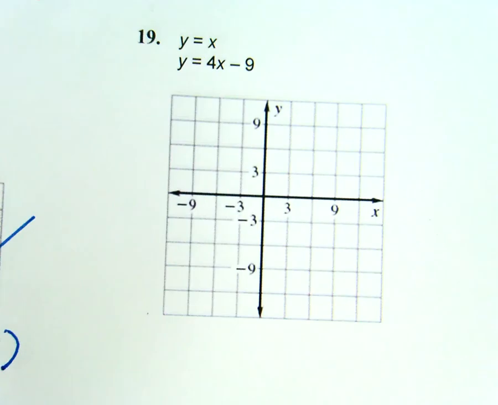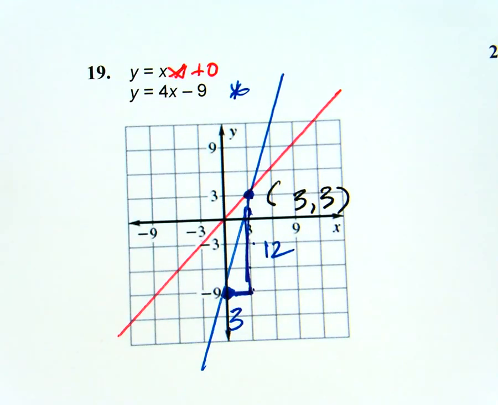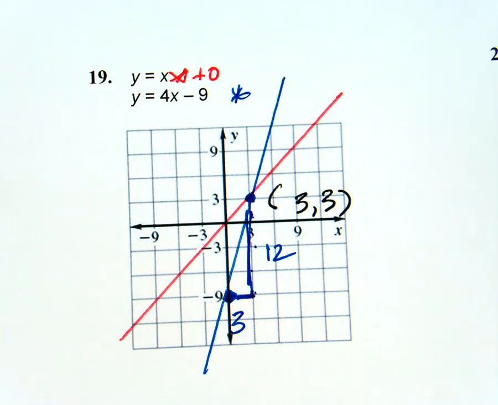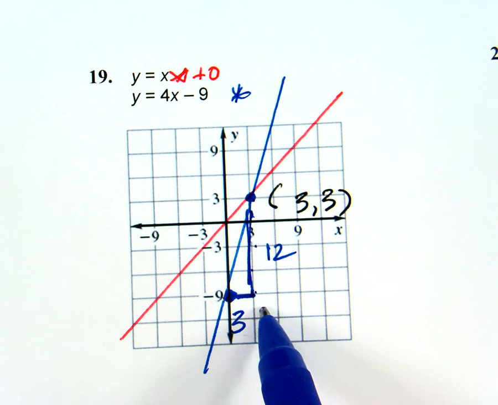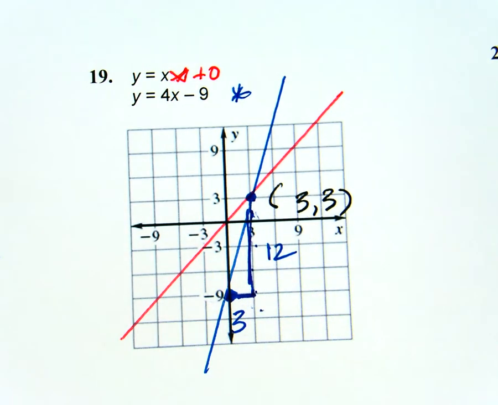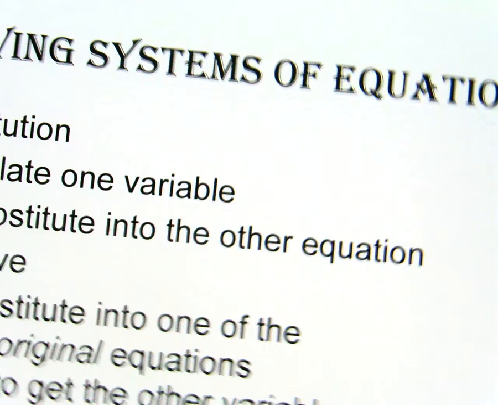Here's some more of them that you can try. Try that one. See what you get. The solution to it is right here. Notice that its units are by 3, but you can still count. Over 1 and up 4, because that's over 3 and up 12, which is the same as 4. It reduces to that. Now we're going to talk about solving systems simultaneously algebraically.